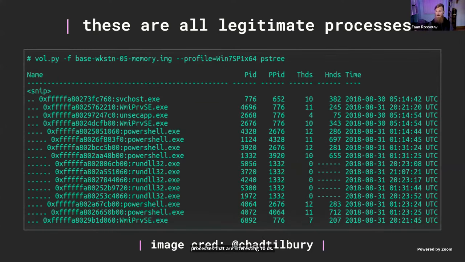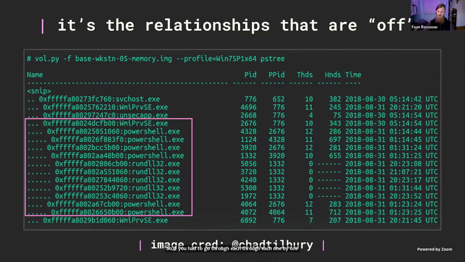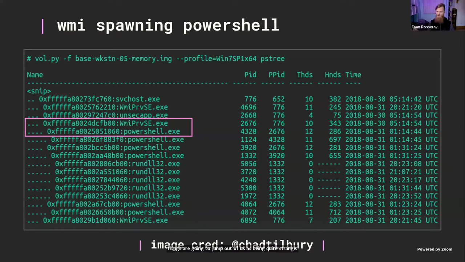And so here's a great example. If we look at that, every single process on that list is a legitimate process. So if you had to go through each one by one in isolation, you wouldn't learn anything. But if we start looking in this pink box, a number of things are going to jump out at us as being quite strange. The first thing is we have WMI spawning PowerShell. Now, if it was the other way around, it wouldn't be that unusual. But if we see WMI spawning PowerShell on a typical organizational network, on a typical user system, it's certainly something a little bit unusual and is most of the time associated with WMI-based attacks.